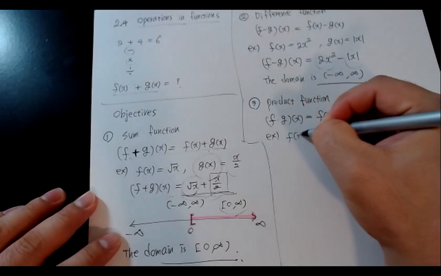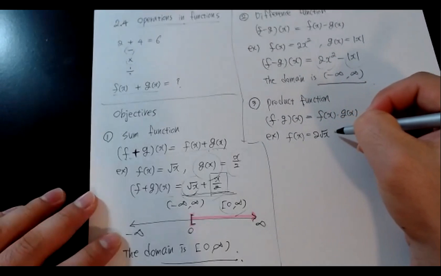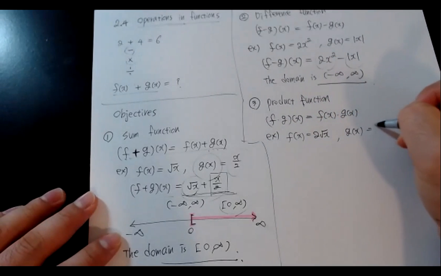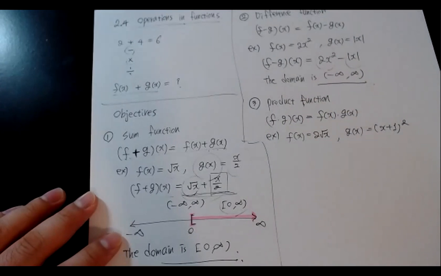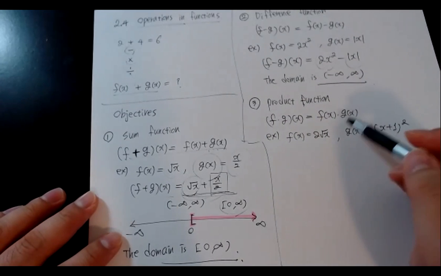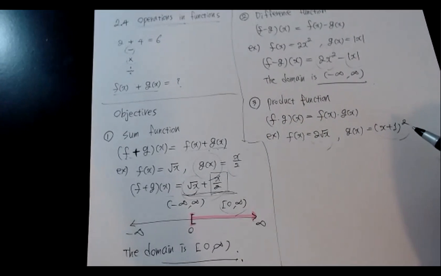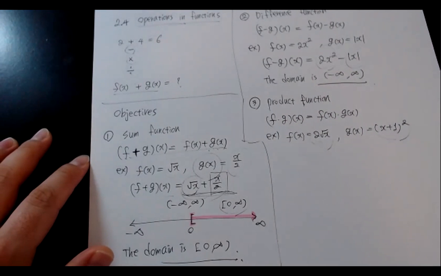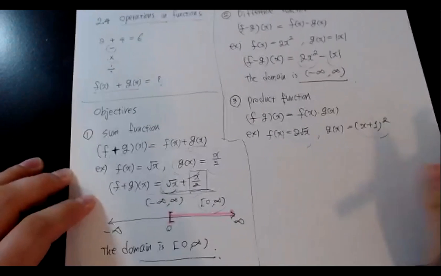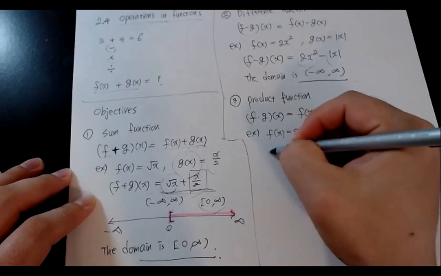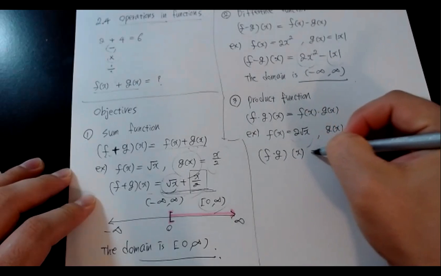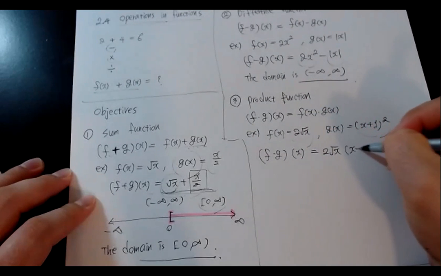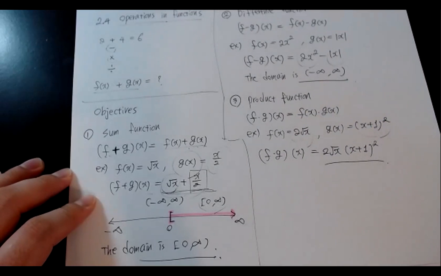Let's say f of x is defined by 2 times square root of x, and then g of x is defined by (x plus 1) squared. Now you should know how to plot the graph of 2 times square root of x and (x plus 1) squared using transformations, because we learned that in 2.3, right? Then f times g of x is going to be 2 times square root of x times (x plus 1) squared. I don't think we can simplify more. So that's it.